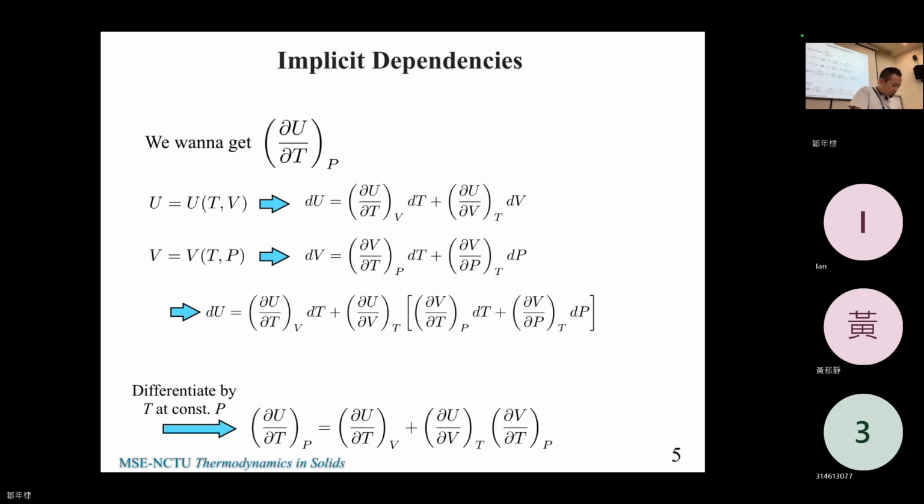Next, implicit dependency. What is implicit? Implicit is from imply, a kind of hidden relationship, something hidden. So we want to use a mathematical tool to find something hidden.